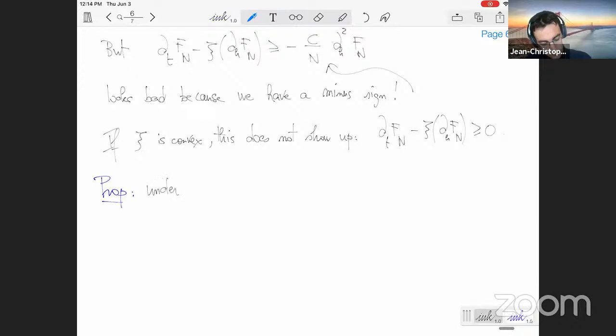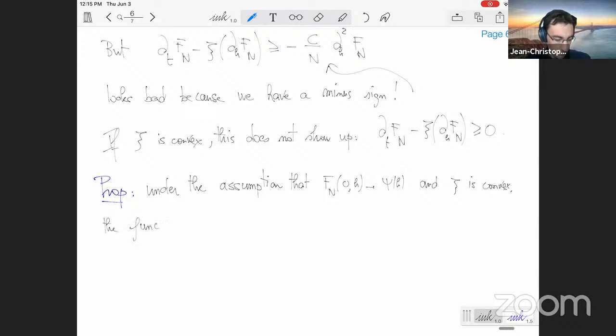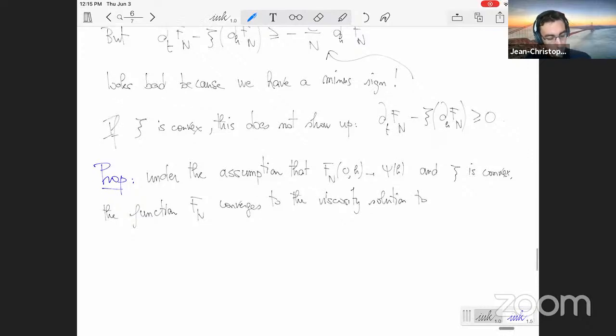So recall it's under the assumption that Fn of 0, h converges to psi of h for every h, and psi is convex. The function Fn converges to the unique viscosity solution to the equation partial t f minus psi of partial h f equals 0, with the initial condition psi.